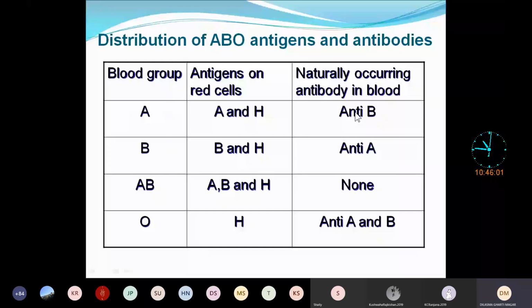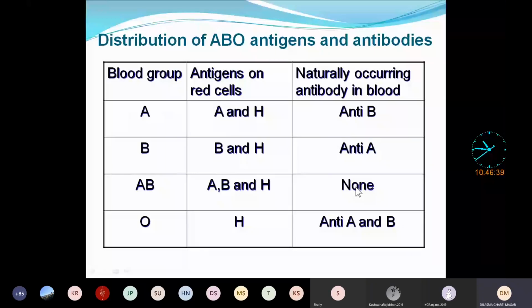Understood here? So now we'll come to the naturally occurring antibody in the blood. In case of blood group A, there will be anti-B, which I already told you. On the surface of the RBC, there will be the A antigen and the H antigen. Now in case of blood group B, on the surface of the RBC, B antigen is there and then the H antigen is there. But in the plasma or in the serum, anti-A will be there. And in case of AB, H is there. So in the plasma or in the serum, no antibody will be there.